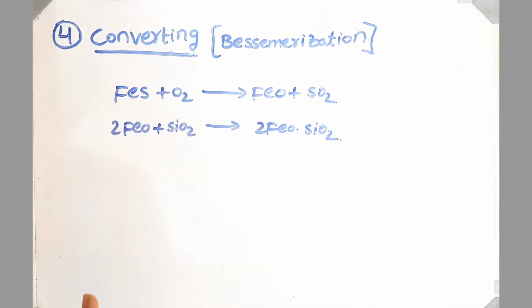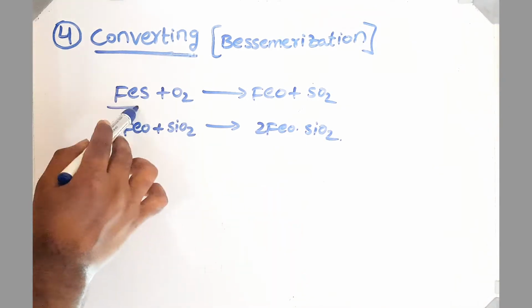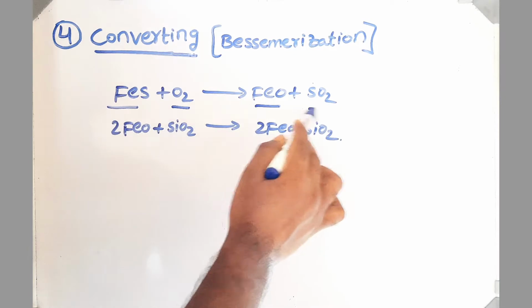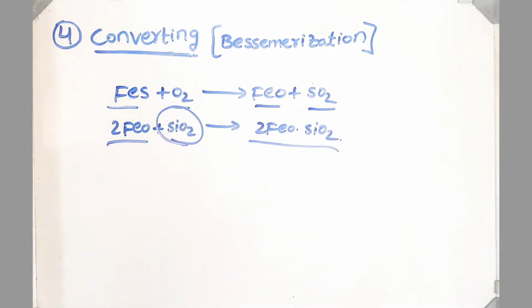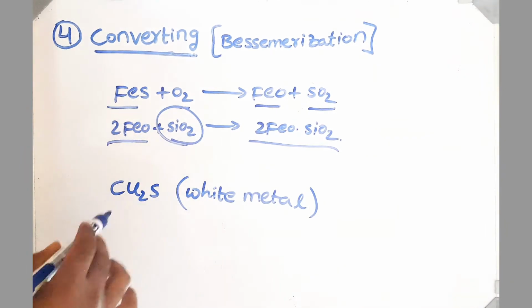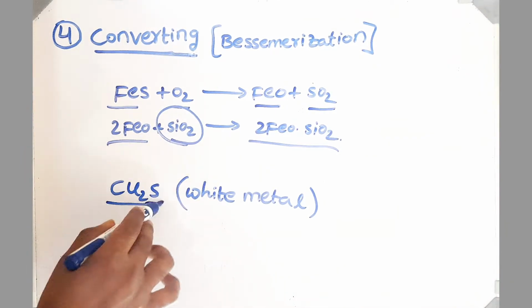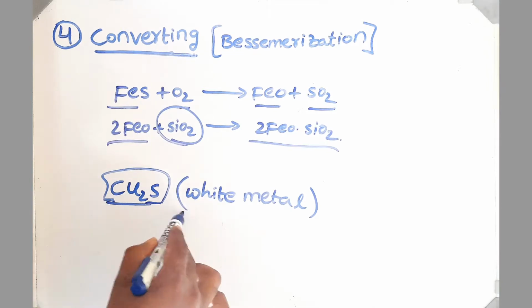So the first steps are these, friends. This is the slag formation step. Iron sulfide consumes oxygen, producing iron oxide and sulfur dioxide, and this in turn helps in the fixing of SiO2 by forming 2FeO·SiO2. After removal of the complete iron sulfide, we are left with a slag layer and Cu2S. Because of its appearance, we call this white metal.